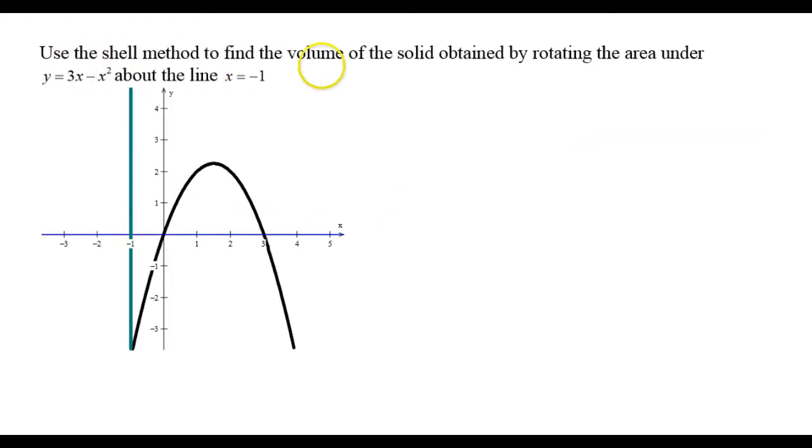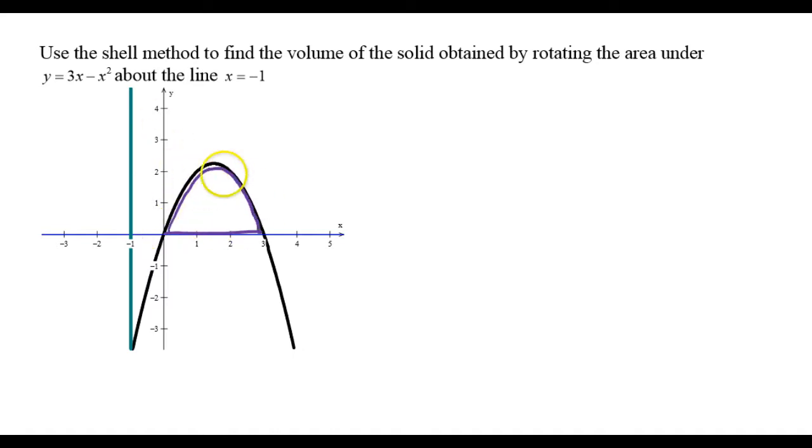Alright, now let's use the shell method to find the volume of the solid obtained by rotating the area under 3x minus x squared about the line x equals negative 1. So we're solving that initial problem that we took a look at the very beginning that we said couldn't be solved by using the washer method. So we're rotating this region here around the vertical line x equals negative 1.